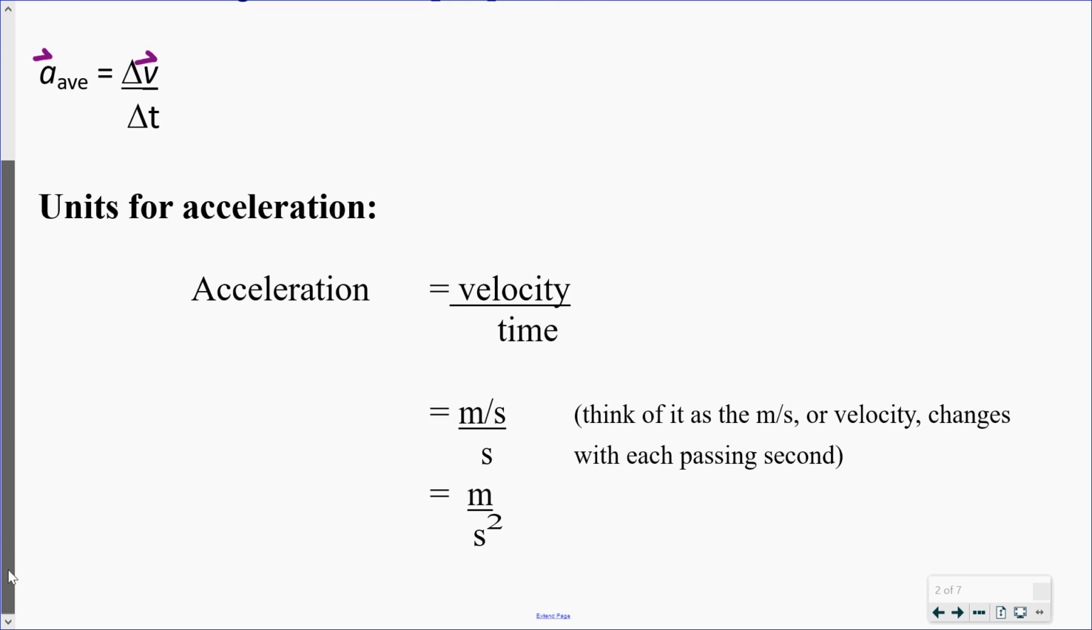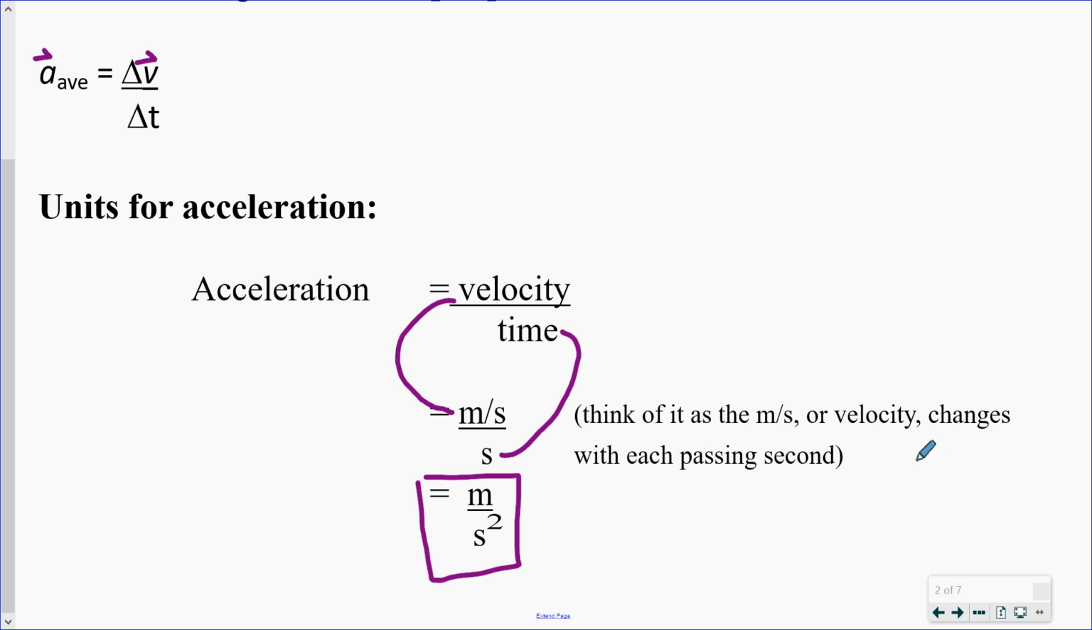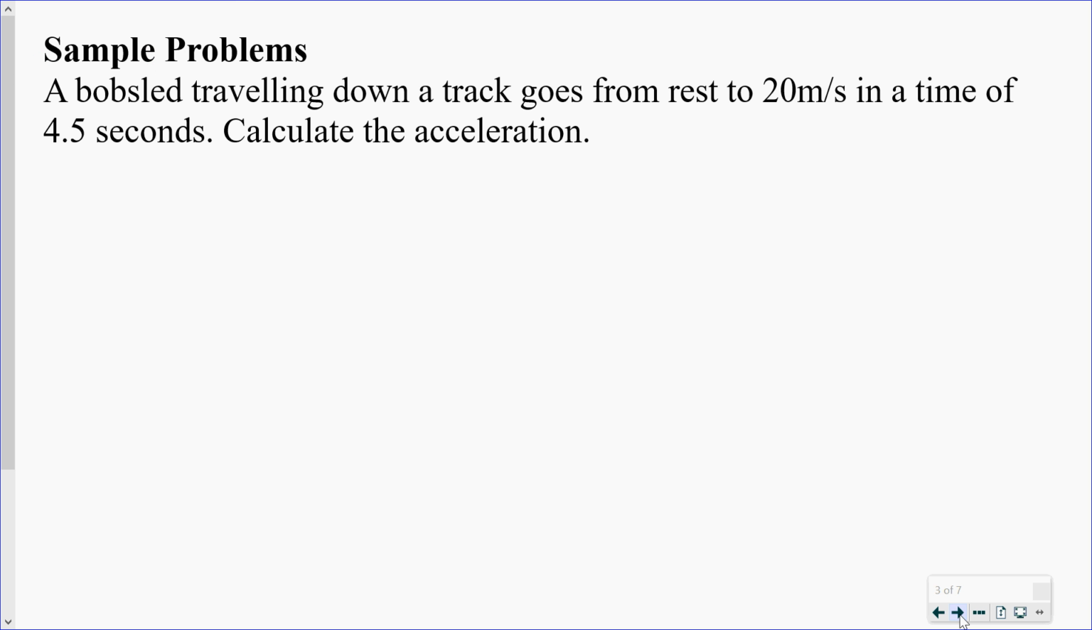Units for acceleration are velocity divided by time. Units for velocity are meters per second, or speed. Units for time are seconds. So the overall units are meters per second squared. Think of it this way: with each second that passes, your meters per second is changing. With each second that passes, your velocity is changing. That is what acceleration is, whether it is positive or negative acceleration.